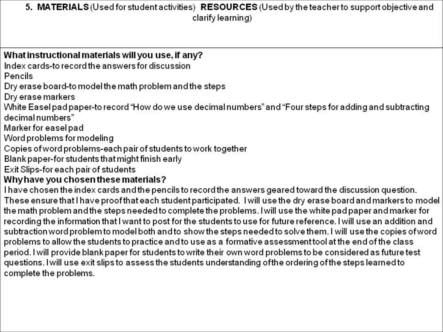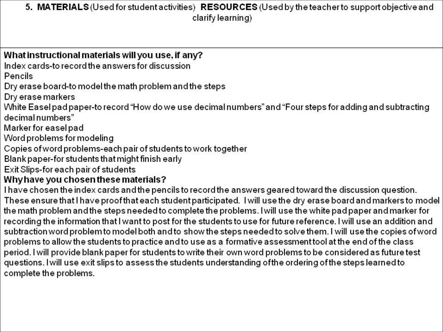The materials I will use for these activities are index cards, pencils, the dry erase board, dry erase markers, white easel pad paper, marker for the easel pad, word problems for modeling, copies of word problems, blank paper, exit slips, and a timer. I have chosen the index cards and the pencils to record the answers geared toward the discussion question. These ensure that I have proof that each student participated.